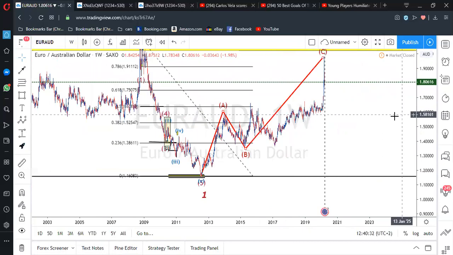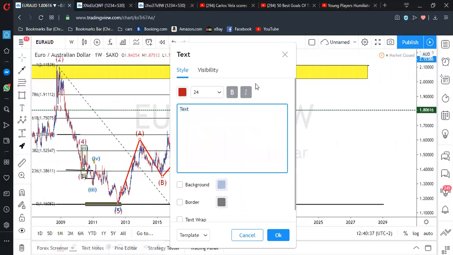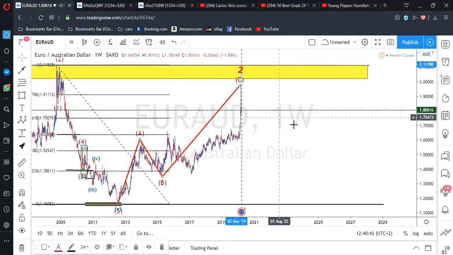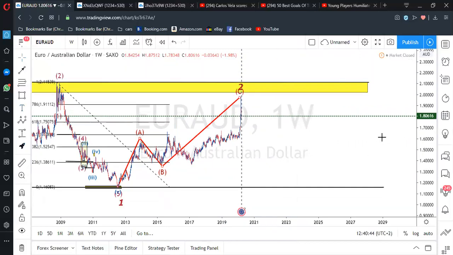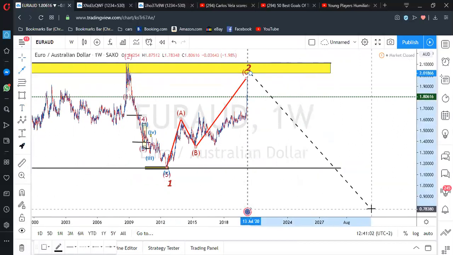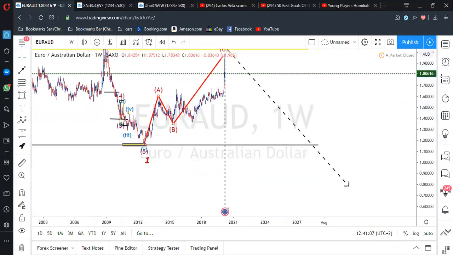So what we have now, we have our 1 here. Now we have our 2 here. Yes, this is our 2. No matter what happens in price now, all we know is that the Euro is going to be weaker than the Australian dollar. So what we are expecting now is always that the Australian dollar will be strong and strong and strong for the next, I don't know, 4, 5 years. Euro is going to collapse.